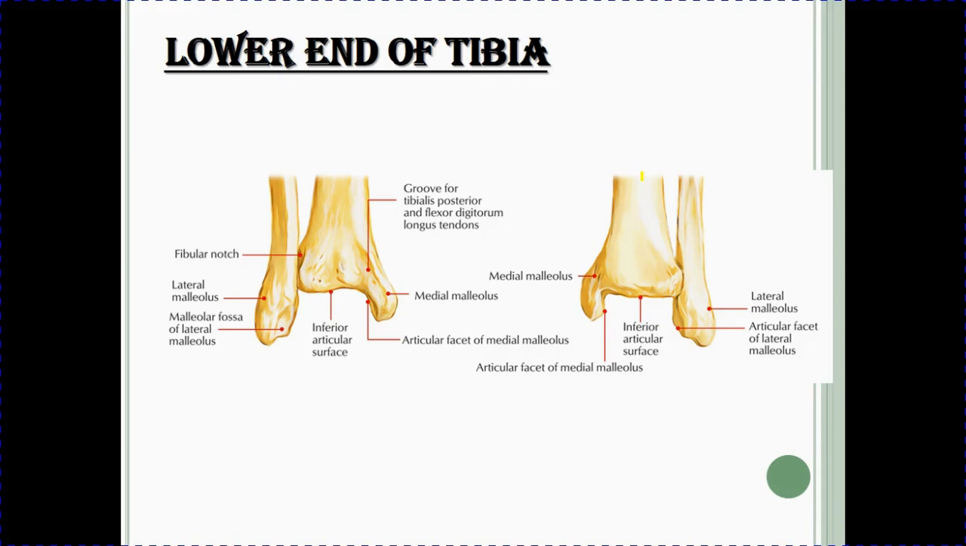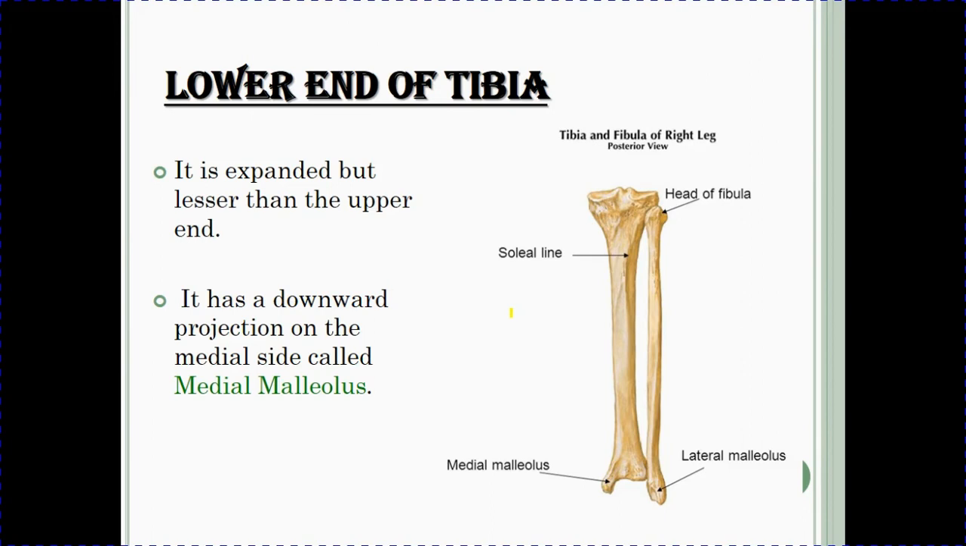Okay, we have completed the shaft. It had 3 borders, 3 surfaces. Now we are going to move to the lower end of the tibia. This is the lower end of the tibia, having a most important feature which is called the malleolus, the medial malleolus. The lower end of the tibia is expanded but less than the upper end of the tibia.